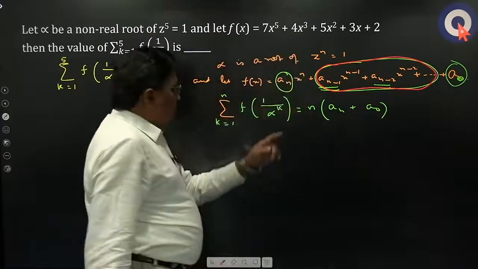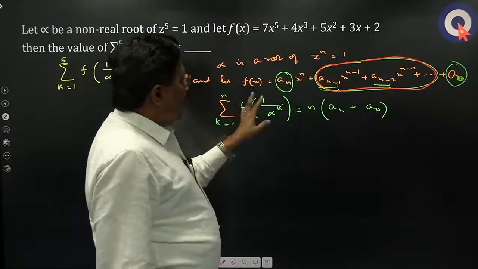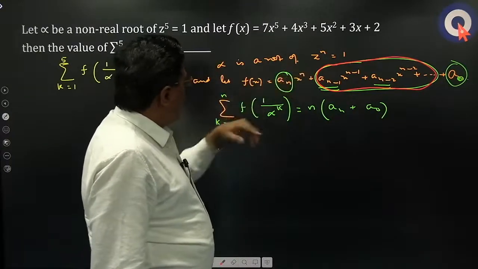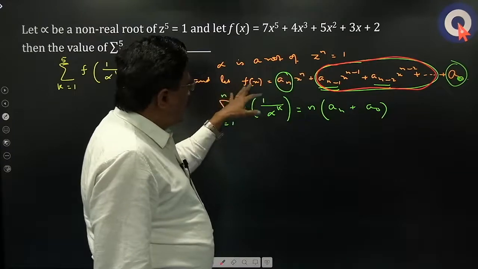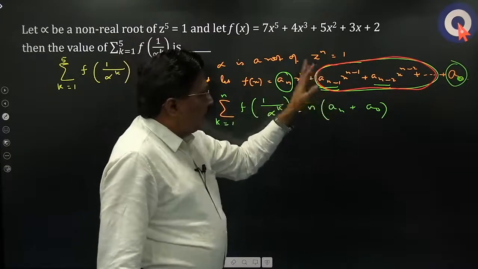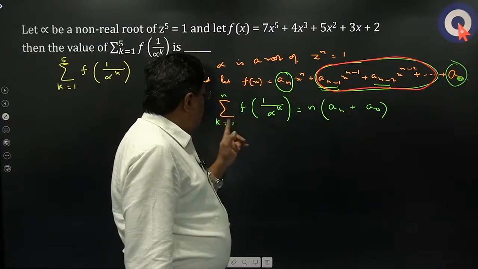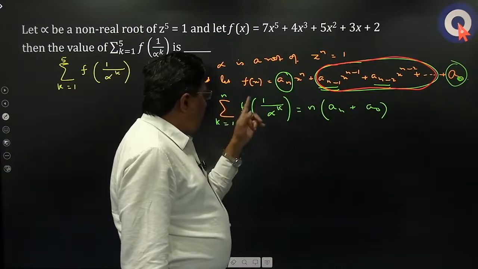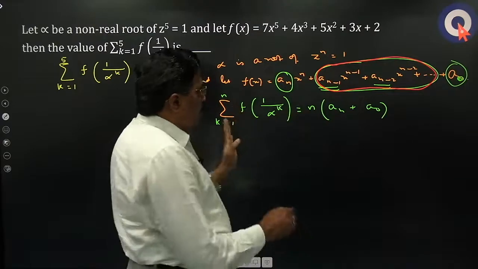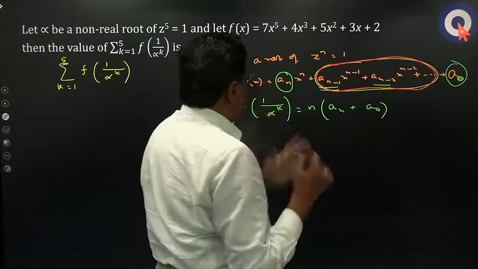So once again I am telling you, if you have already proved it, fine, just go through it once again. Otherwise, I encourage you to prove it once. Alpha is the root of z power n is equal to 1, and let f(x) is equal to the polynomial a_n x power n plus a_(n-1) x power n minus 1 plus so on up to a naught. Then the summation sigma k is equal to 1 to n, f of 1 by alpha power k is equal to n into a_n plus a naught. So it doesn't matter what these terms are. So the result is interesting that way.